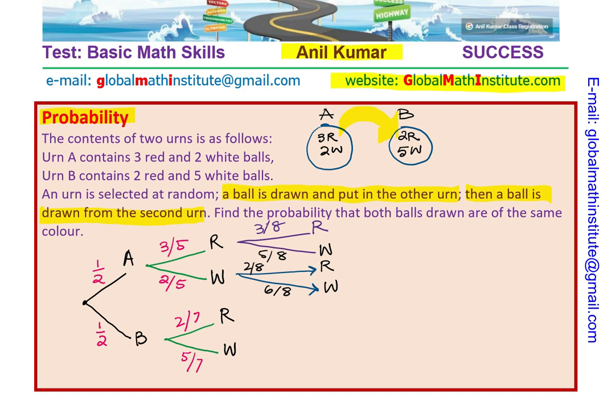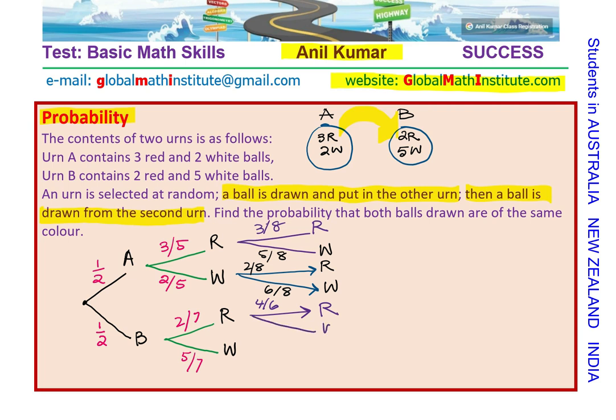So if urn B was selected first, in that case, getting another red will be as follows. Red was picked from B and placed into A. So in A now we have 4 reds and the total number is 6. So this is 4 out of 6. But if white is drawn after red first, then 4 and 2, 6. So it is 2 out of 6.